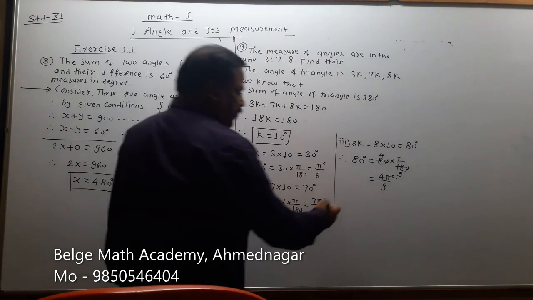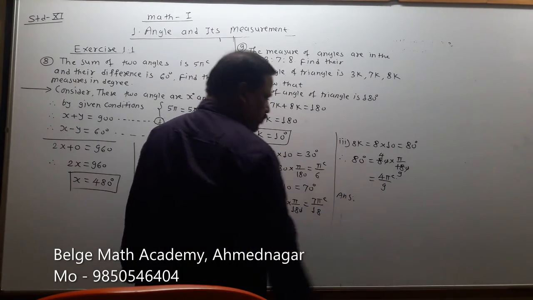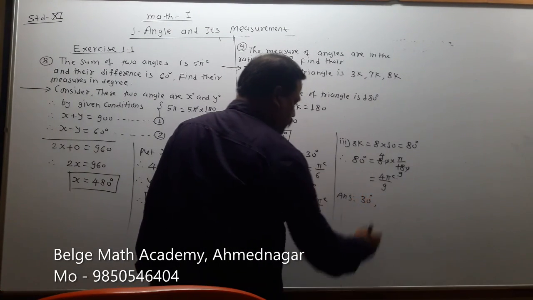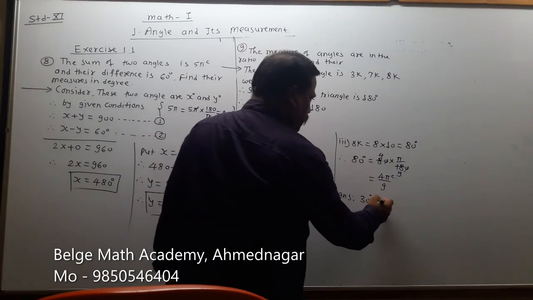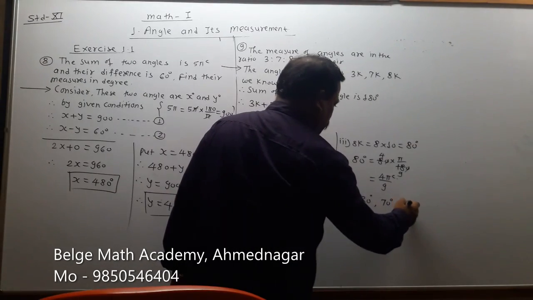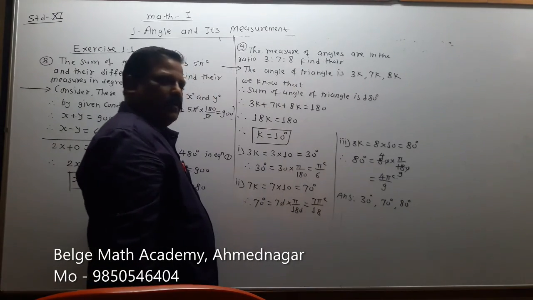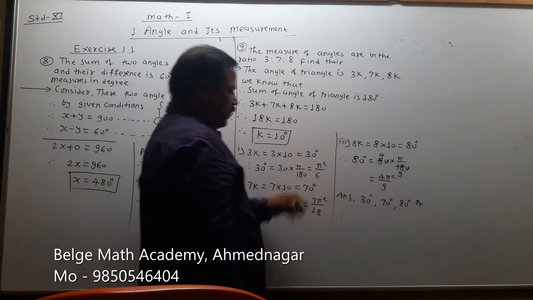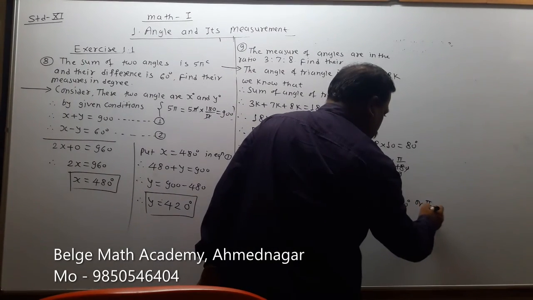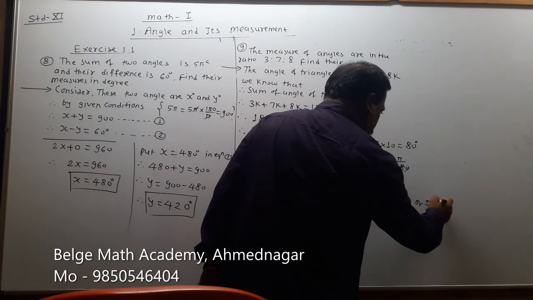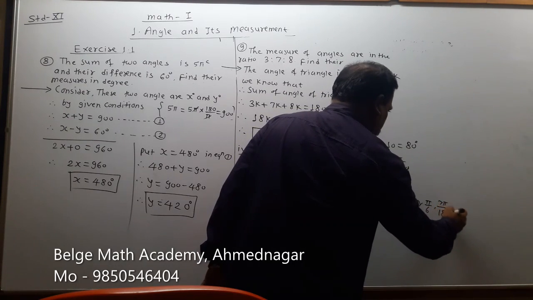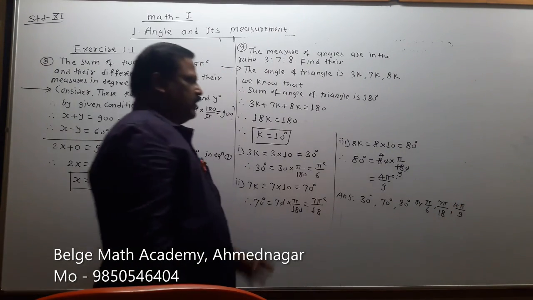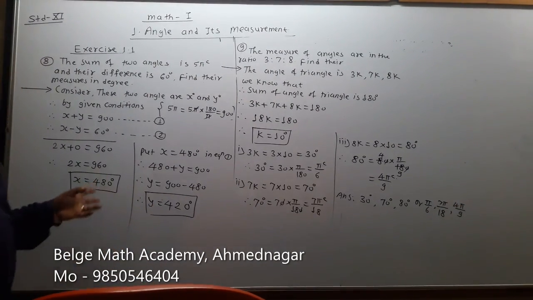So the final answer is, degree measurements are 30 degree, 70 degree and 80 degree, and radian measurements are pi by 6, then 7 pi by 18, and then 4 pi upon 9. So that is the required answer of the given question.